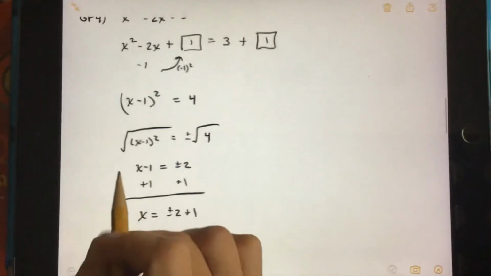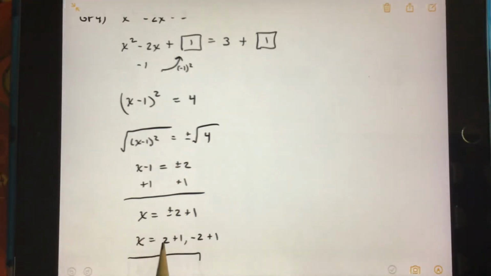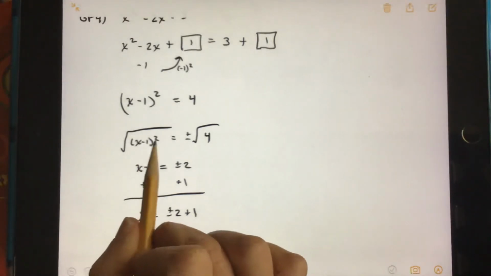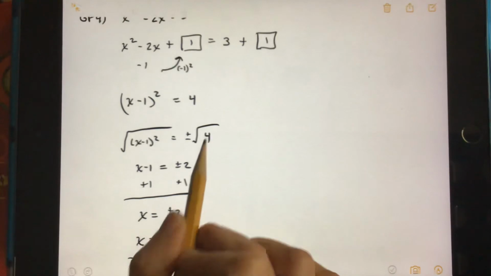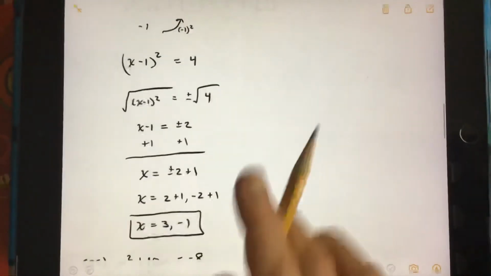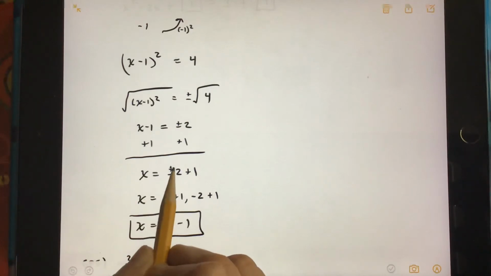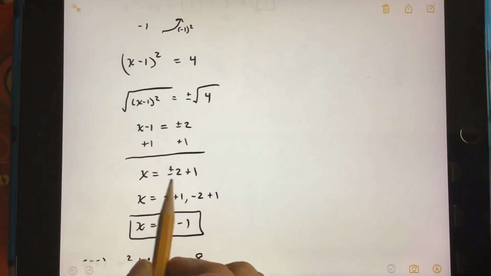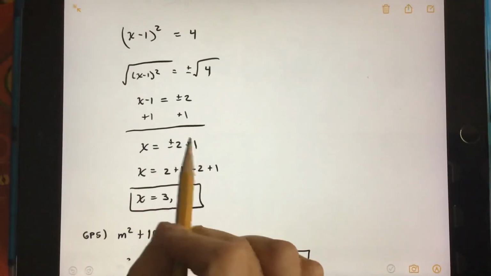Then we take the square root of both sides. Of course, we're going to get a positive and a negative root when we take the square root of both sides. We get x minus 1 equals positive or negative 2. That's a perfect square, so I don't need a calculator for that. Then we add 1 to both sides, and that'll give us x is equal to positive or negative 2 plus 1. Then we're going to break this apart into two separate expressions.